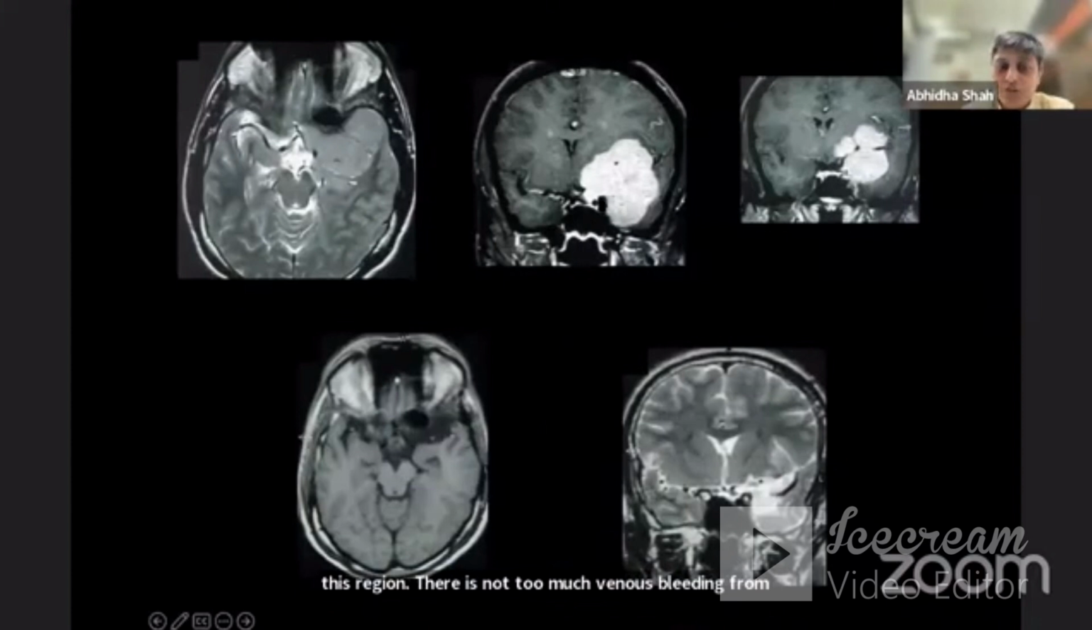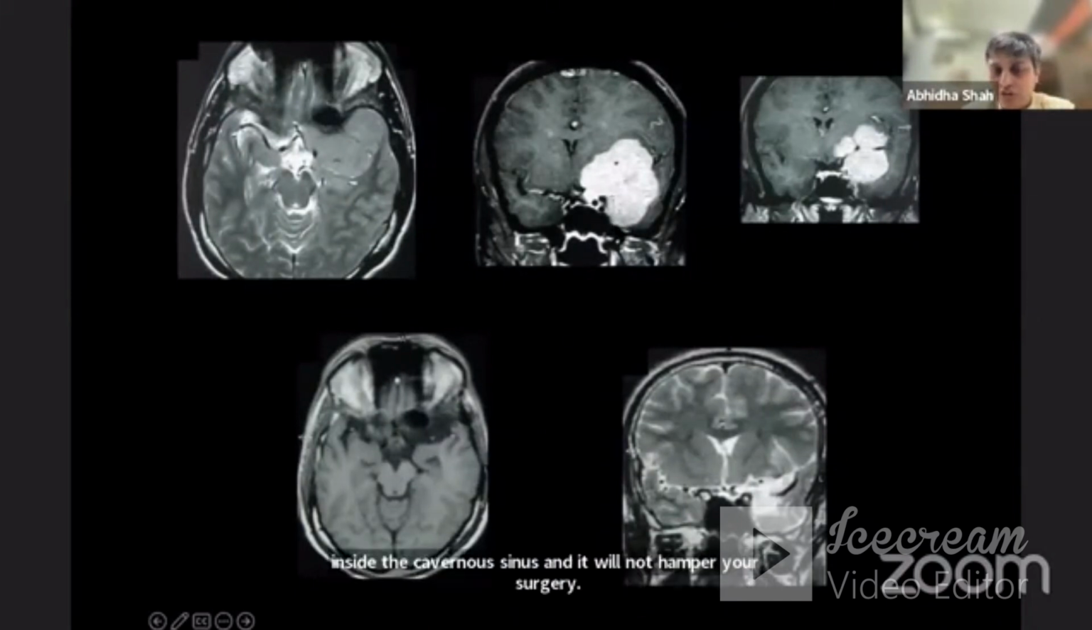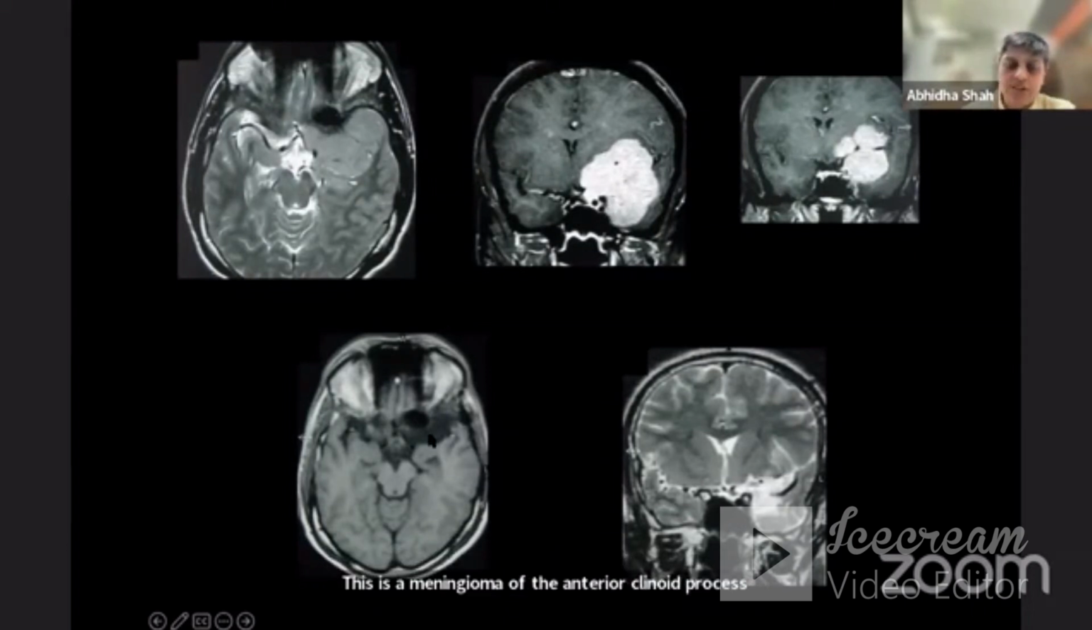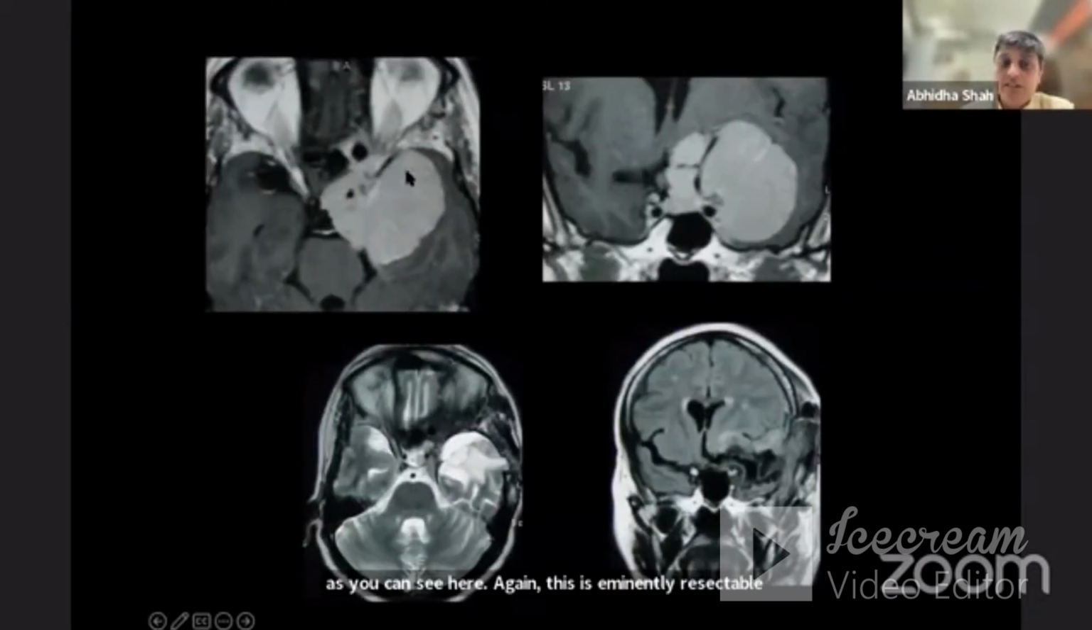This is a meningioma of the anterior clinoid process, also involving the lateral wall of the cavernous sinus. As you can see here, again, this is eminently resectable and does not need any kind of radiosurgery. This is a tumor again of the anterior clinoid process, and of course you have to take care of these vessels that are within the tumor, but you can eminently remove this tumor without any problem.